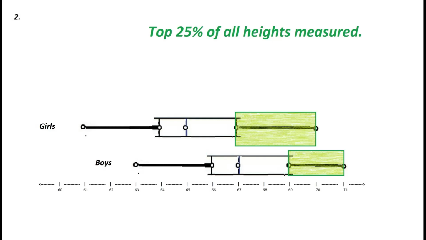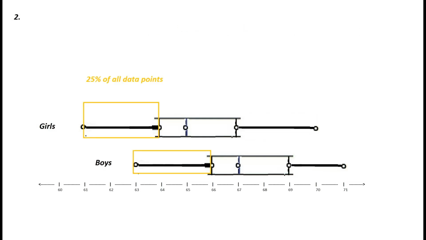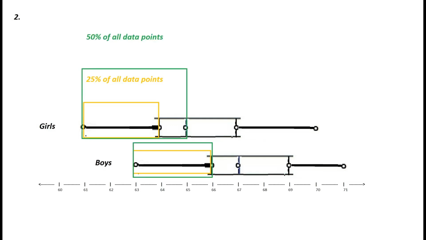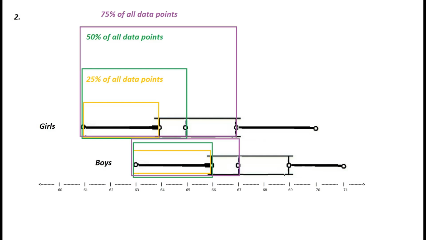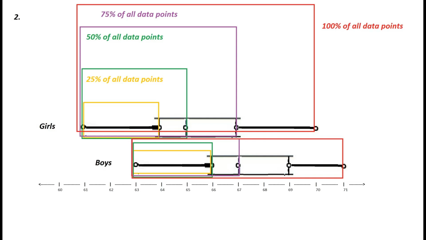All right. Now, there's another way to look at this. Here's 25% of all the data points. Here's 50% of all the data points. Here's 75% of all the data points. And here's 100% of all the data points. So there's a couple of ways you could look at that.